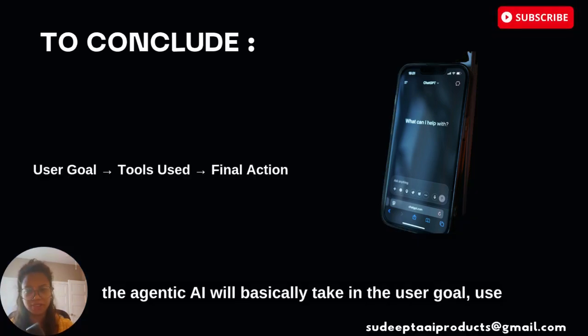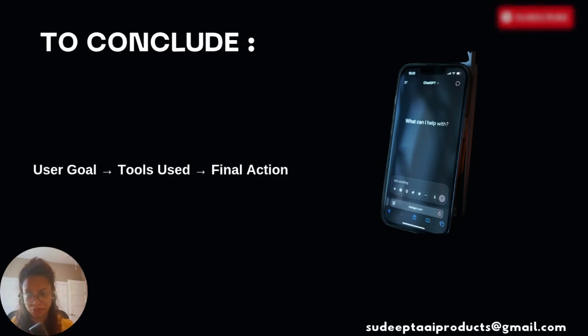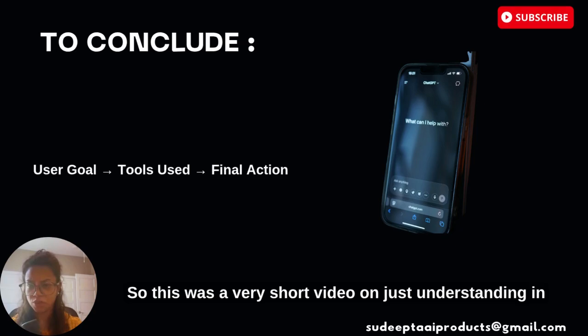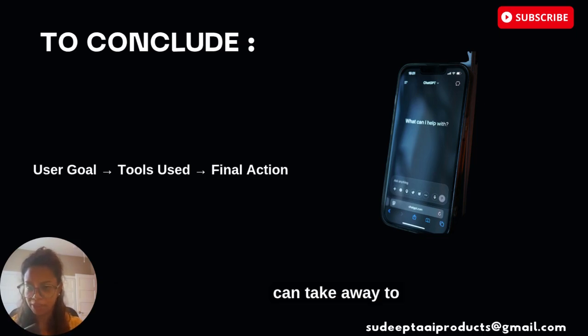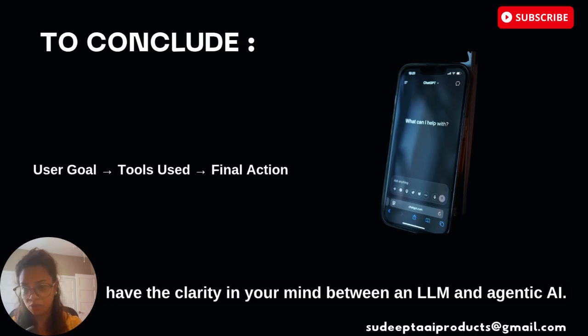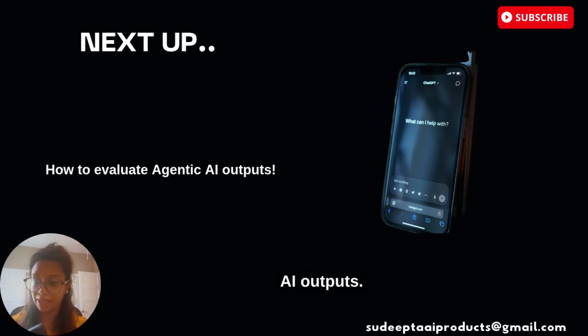So, to conclude, the agentic AI will basically take in the user goal, use some tools, and get you to that final action. So, this was a very short video on just understanding, in a nutshell, what is agentic AI and what's the definition you can take away to have clarity in your mind between an LLM and agentic AI. Next up, I'm also going to talk about how to evaluate agentic AI outputs.